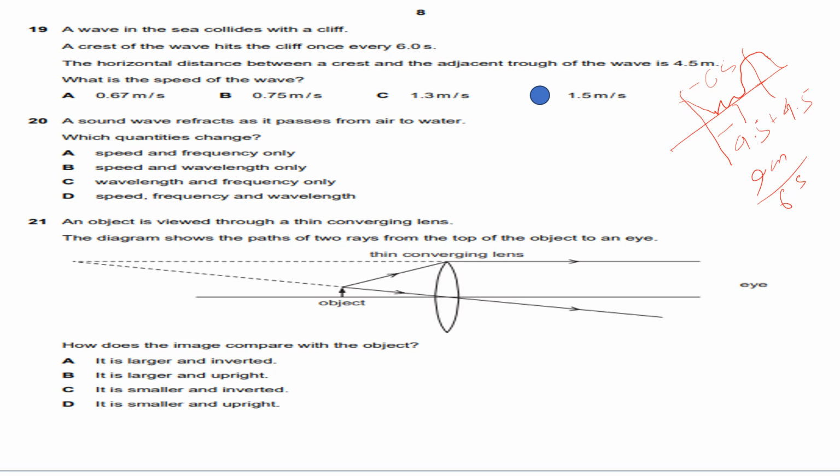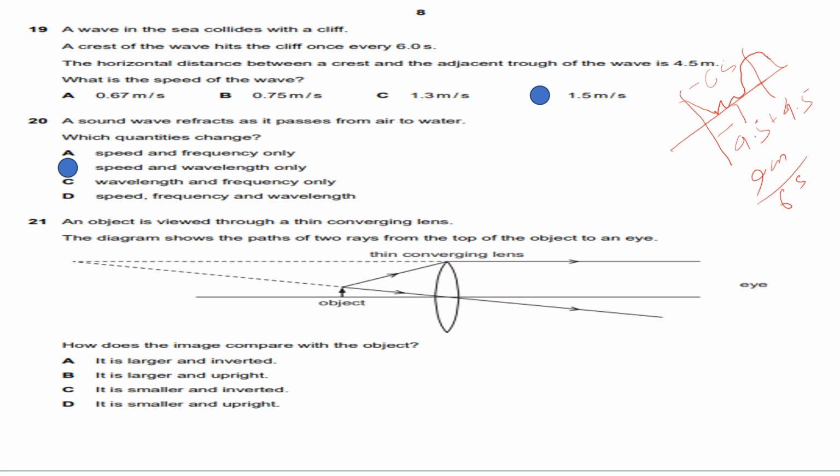A sound wave refracts as it passes from air to water. Which quantity changes? Here the water and the air are different media, so velocity will be changed. Frequency remains constant, but speed and wavelength must be changed. So answer B.